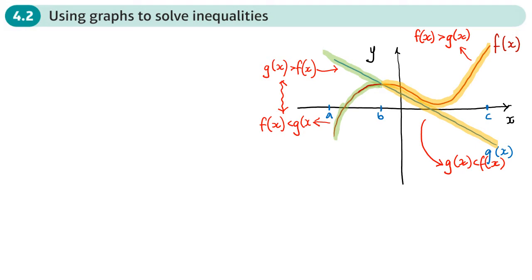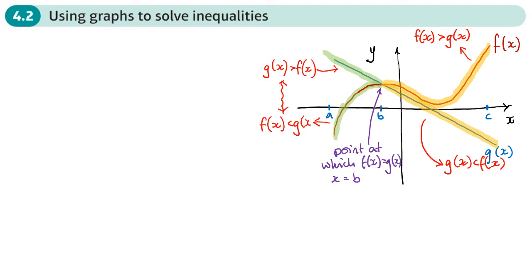So if we can find these points of intersection, for example here, that will give us b. We would solve simultaneously to find b. That's the point at which f of x equals g of x, and that's going to be some coordinate where x equals b. I can then write down solutions to these inequalities.